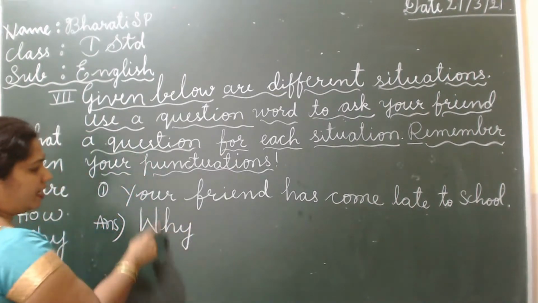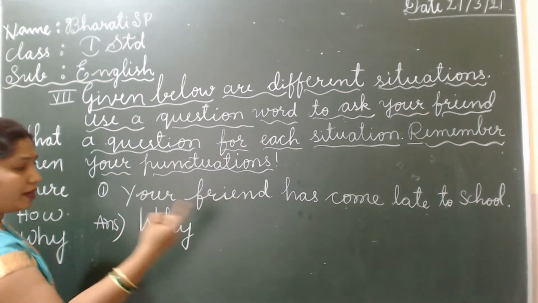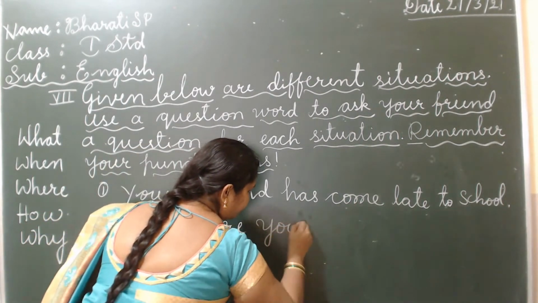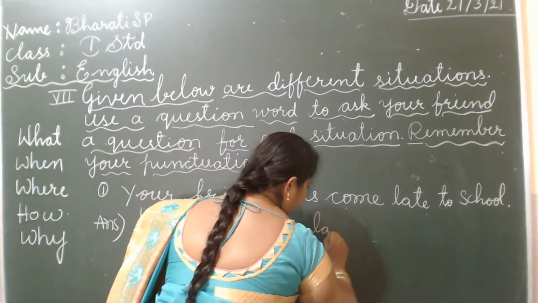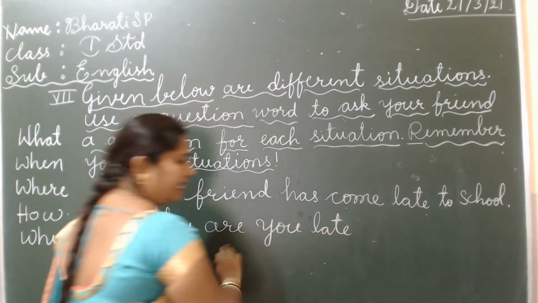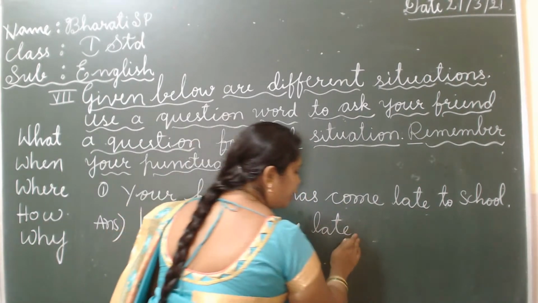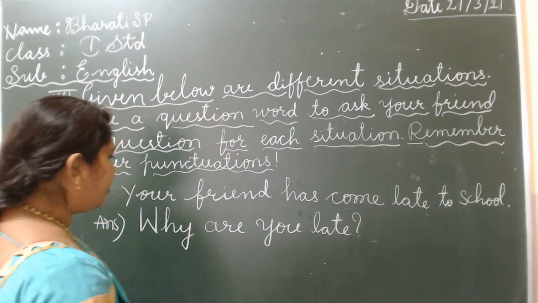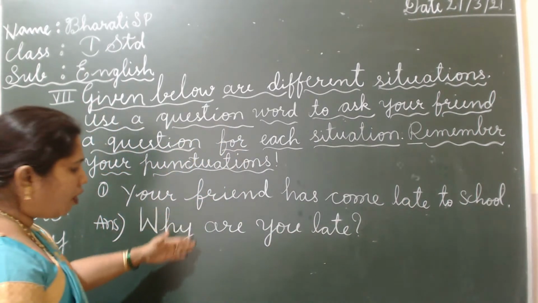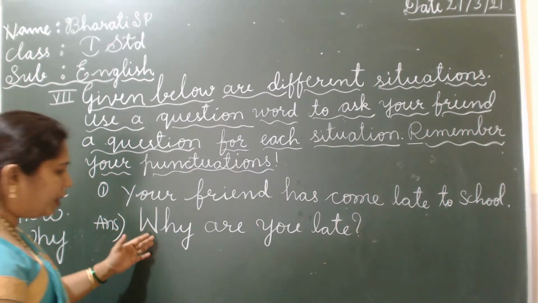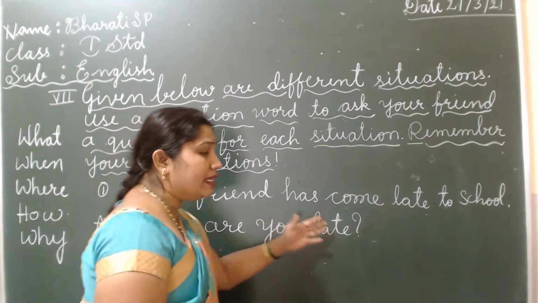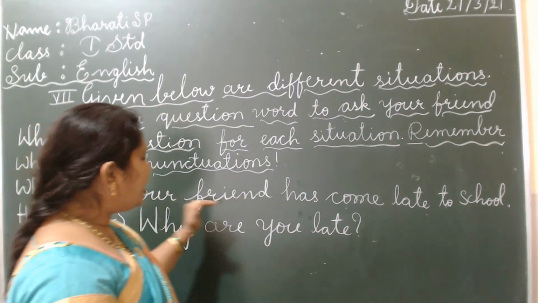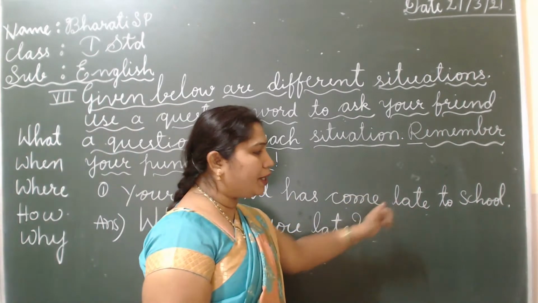WHY. Why? You want to ask the person before. Yes. Why are you late? After completing the question, you need to give a question mark. Do you understand? What you need to write here? You need to write, why are you late? Then the answer is, the situation is, your friend has come late to school.